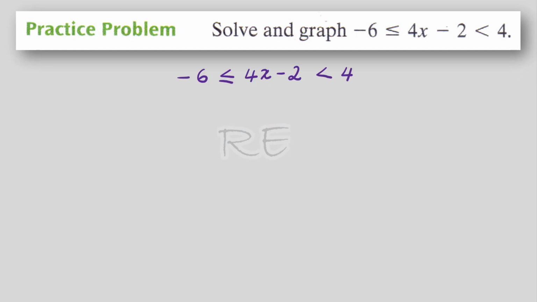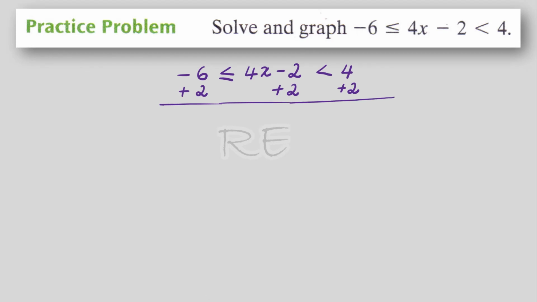Negative 6 less than or equal to 4x minus 2, strictly less than 4. We're going to add 2 to all 3 sides. Negative 6 plus 2 is negative 4, less than or equal to 4x, strictly less than 4 plus 2 is 6. Now we will divide all 3 sides by 4 to isolate x.